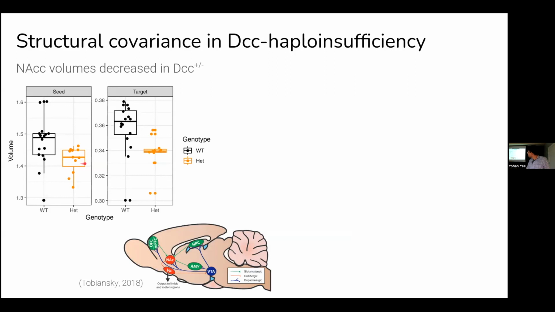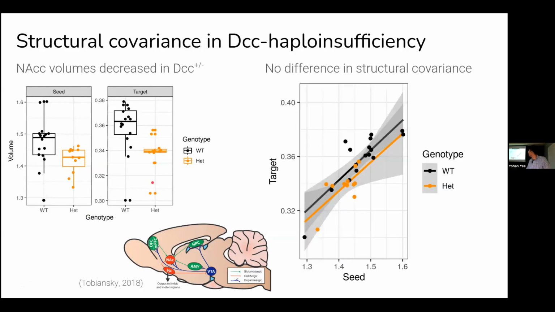You also do see a slight decrease in the seed region. The VTA is a bit smaller. So I'm not sure, potentially that just might be there are fewer neurons in general, but the effect is much larger for the target. When you look at structural covariance between this pair of regions, though, you find that there's effectively no difference. Again, that goes against the hypothesis of wiring being required for covariance.